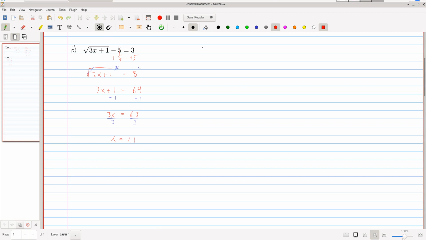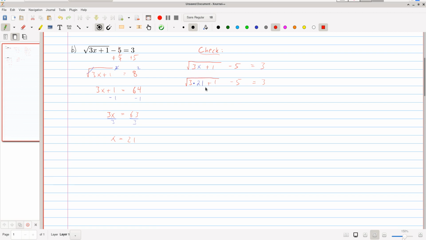Remember, we've got a radical equation, so now we need to check. So I'm going to take the original equation, square root of 3x plus 1 minus 5, and let's see if we get 3 on the right. Let's copy down the equation, but replace x with what we had found x to be. So this is radical 3 times 21 plus 1 minus 5 equals 3.